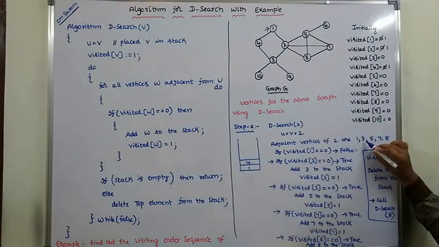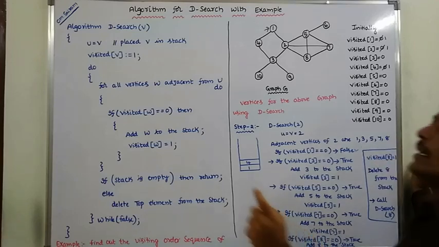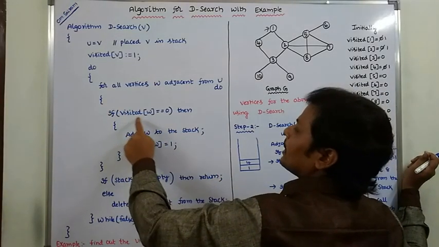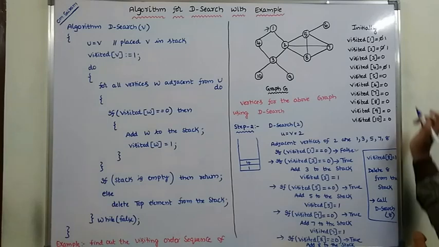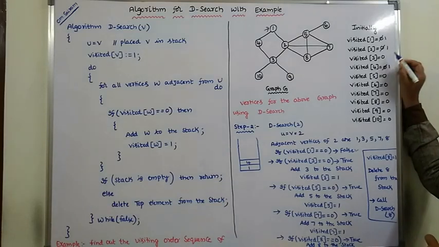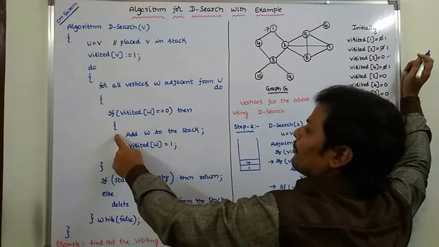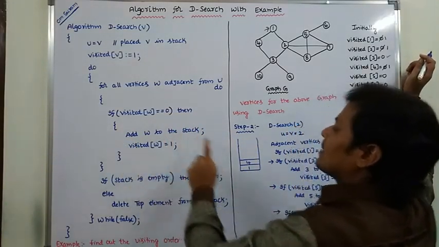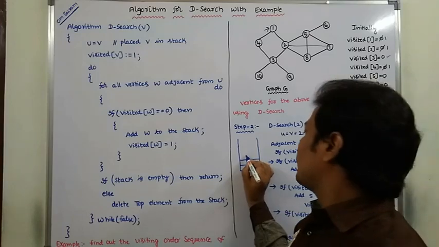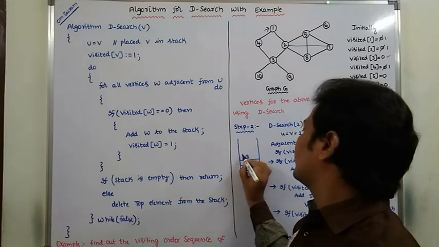Now W can be taken as 3. Brace begin, if visited of 3 is equal to 0? Yes, visited of 3 is equal to 0. Condition true. Then go to the if block. Add W to the stack. So now 3 can be added to the stack.